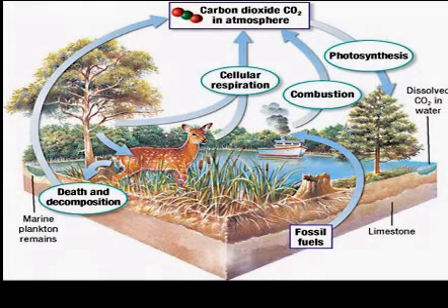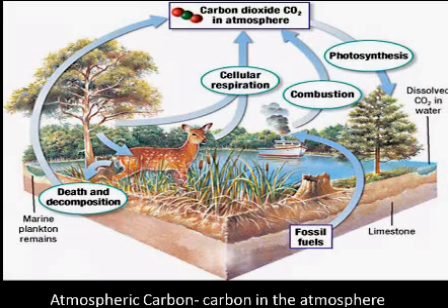Alright, on to the carbon cycle. In our atmosphere, we have carbon, which we call atmospheric carbon. Now it's a little repetitive and redundant, but the carbon in our atmosphere is in the form of carbon dioxide, which is one carbon atom bonded to two oxygen atoms. Atmospheric carbon gets there through respiration, combustion, and decomposition.